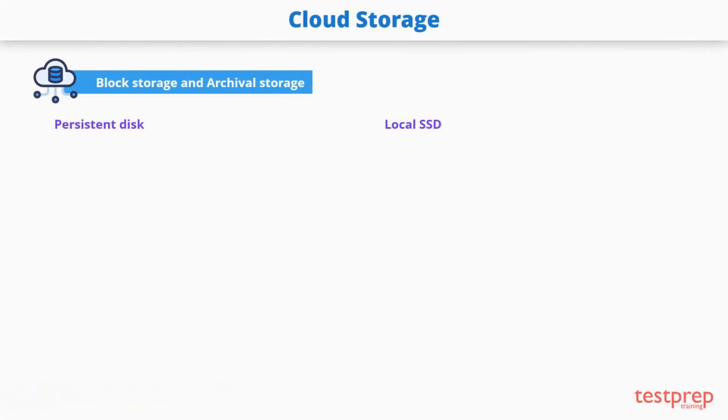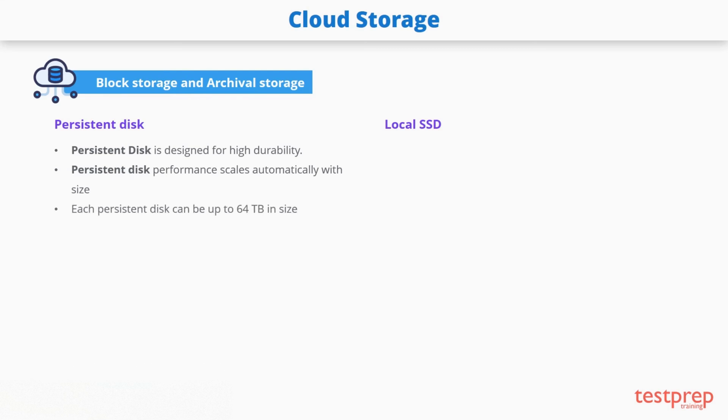Next is persistent disks and local SSD. Persistent disk is designed for high durability. Persistent disk performance scales automatically with size, so you can resize your existing persistent disks, or add more persistent disks to an instance, to meet your performance and storage space requirements. Each persistent disk can be up to 64 terabytes in size, so there is no need to manage arrays of disks to create large logical volumes.